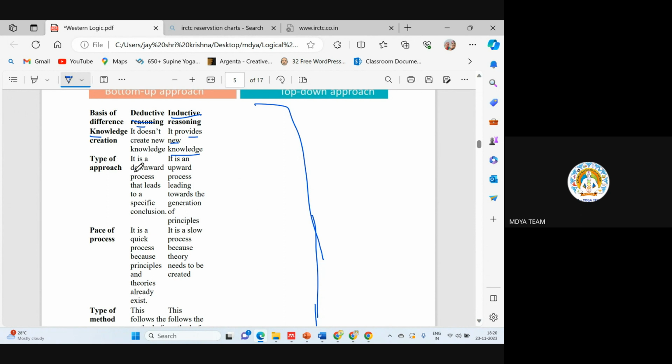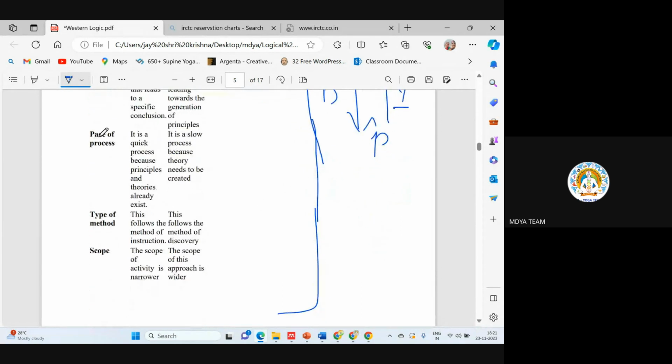Deductive reasoning is a downward process. Inductive reasoning is an upward process. This is general, this is particular: general to particular is your deductive, and particular to general is your inductive. Pace of process: deductive is a quick process because principles and theories already exist. You just need to apply that theory. But the inductive approach is very slow because you have to make every observation and discover patterns between those observations. Then you will come up with a new theory.